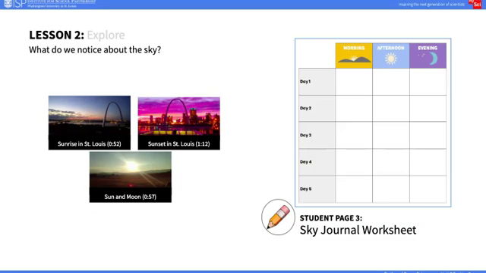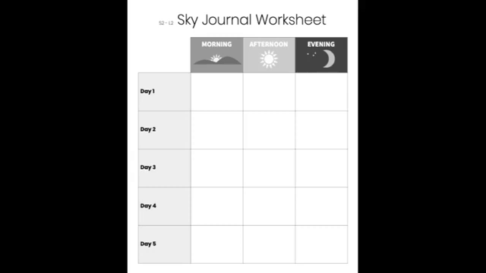In the Explore, direct students to this journal page, Sky Journal Worksheet, student page 3. They will observe the sky at 3 different times of day, morning, after lunchtime, and before going home, either just filling in the square with a color that matches the sky, or drawing what they see, like birds or clouds, and the position of the sun. Have them repeat this routine for 5 days in a row if possible.